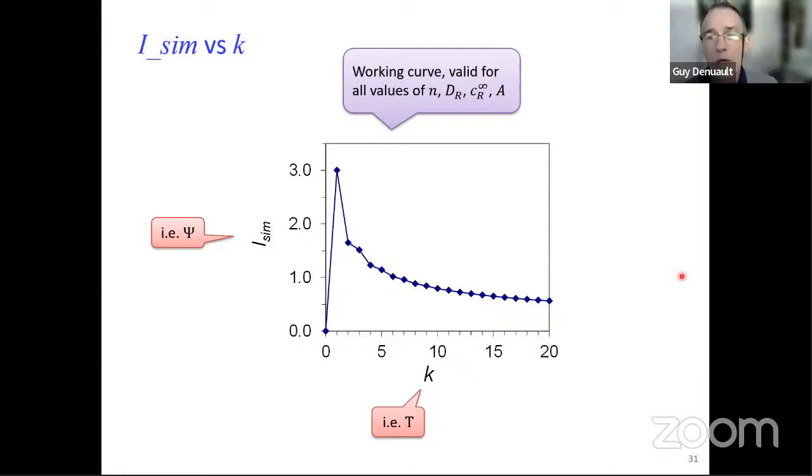This is what I call a working curve, because this simulated current, which is psi in my previous slide, and k, which is equivalent to the dimensionless time, is independent of n, independent of D, independent of the bulk concentration or the area of the electrode. This is the curve that defines this problem, whatever the other values you put in your system.